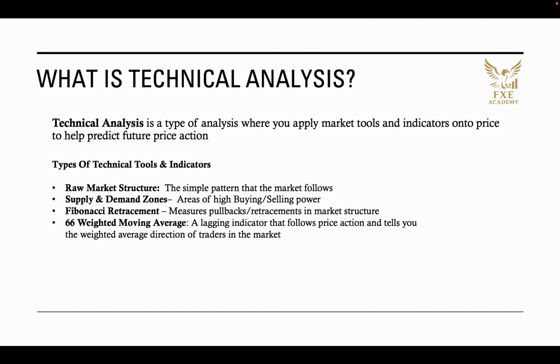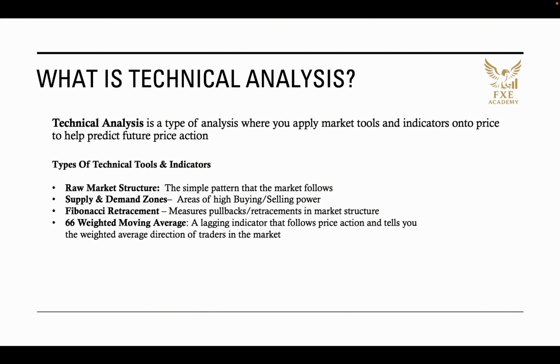So, when you are applying technical analysis, you are on tradingview.com. You are applying these tools at the bottom, the types of technical tools and indicators on that chart, and you are making sense of the market. You are using these tools, the raw market structure, the supply and demand zones, the Fibonacci retracement, and the 66 weighted moving average to help you predict future price and essentially stay on trend. That's really the main thing. It's staying on trend. You want to make sure that you use these tools to put you in the right position to make some profit in the market.